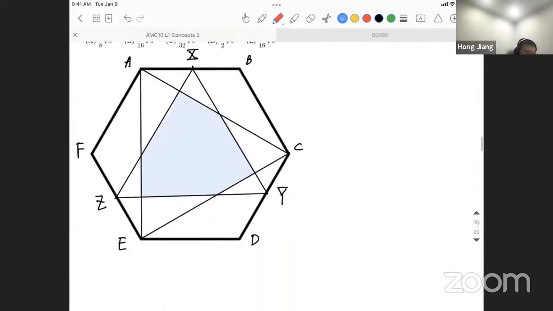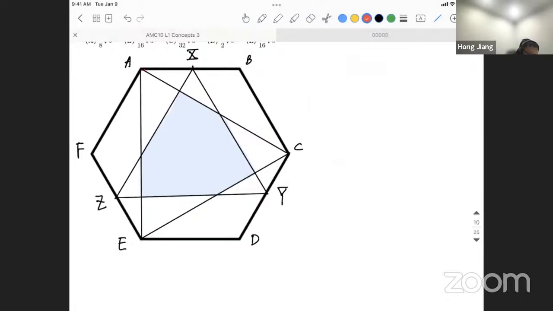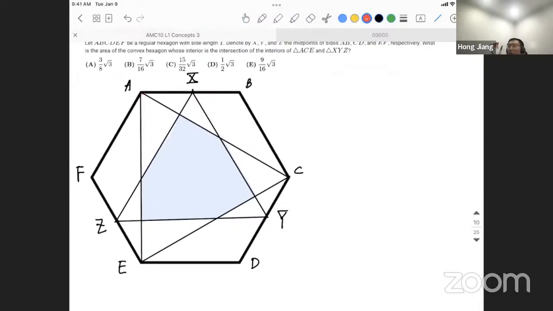You know what? Let me give you a quick trick. I'm going to do a quick thing like this. It's really going to help you simplify your calculation. You see, X, Y, Z already give you the midpoints of three sides, right? I'm going to do the same thing for the remaining three. Now I've found the midpoints of the remaining three sides.